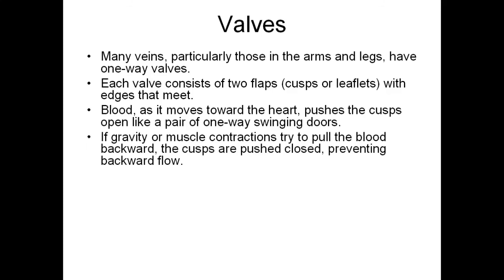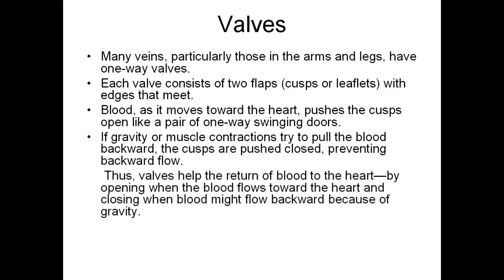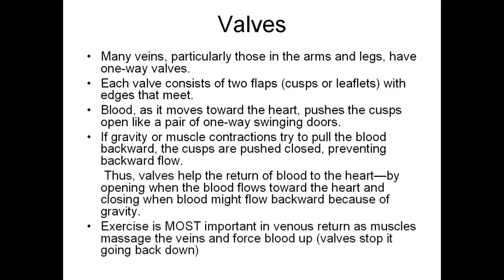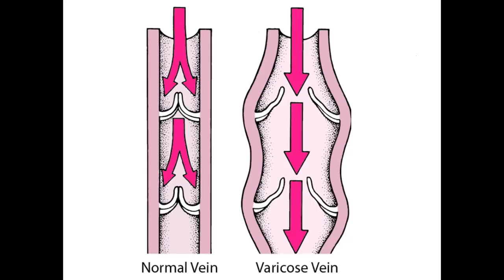If gravity or muscle contractions try to pull the blood backwards, the cusps are pushed closed, preventing backward flow. So by opening the valves, the blood flows towards the heart. By closing, it can't flow back. And exercise is the most important thing in venous return. Venous blood does not get back to the heart because of the pumping of the heart. No, the heart can pump blood out to the capillaries, but by the time the blood gets there, blood pressure has dropped virtually to zero. And it's exercise that brings blood back to the heart.